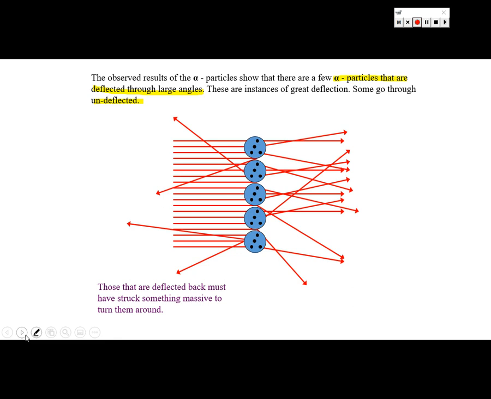So his two big conclusions: if you had something come back at you, that meant it must have hit something massive and turned around, right? If it went through with very little change in its path or deflection, then they must have hit almost nothing. It wasn't uniform at all. So let's highlight those down here.